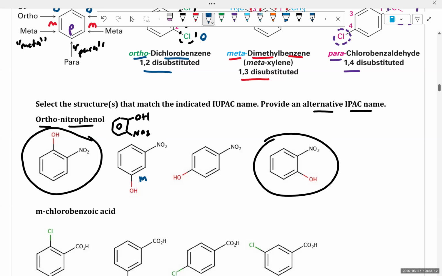This would be a meta relationship, and this molecule has a para relationship. Now, what's another name for this compound? So orthonitrophenol. You can also name this OH group as a hydroxyl group. So you can name this as 1-hydroxy-2-nitrobenzene.